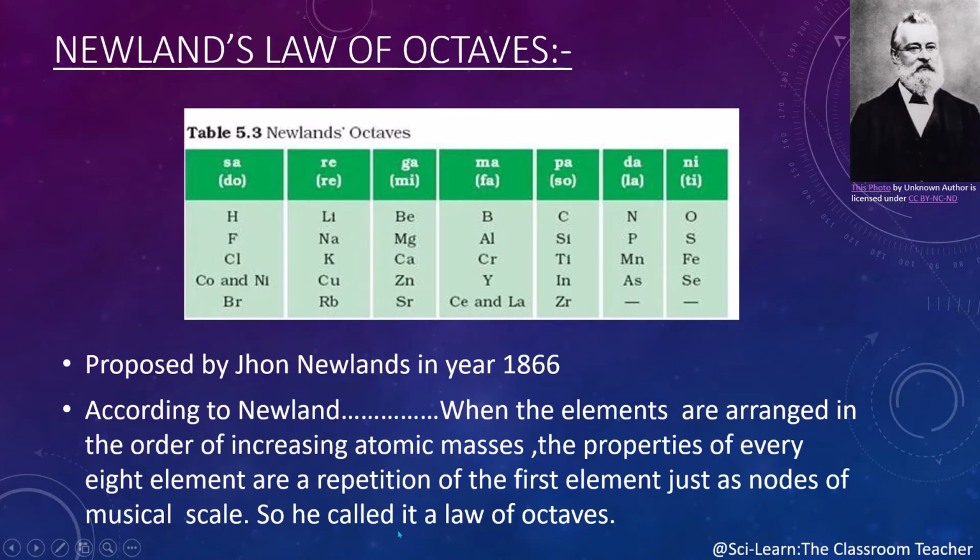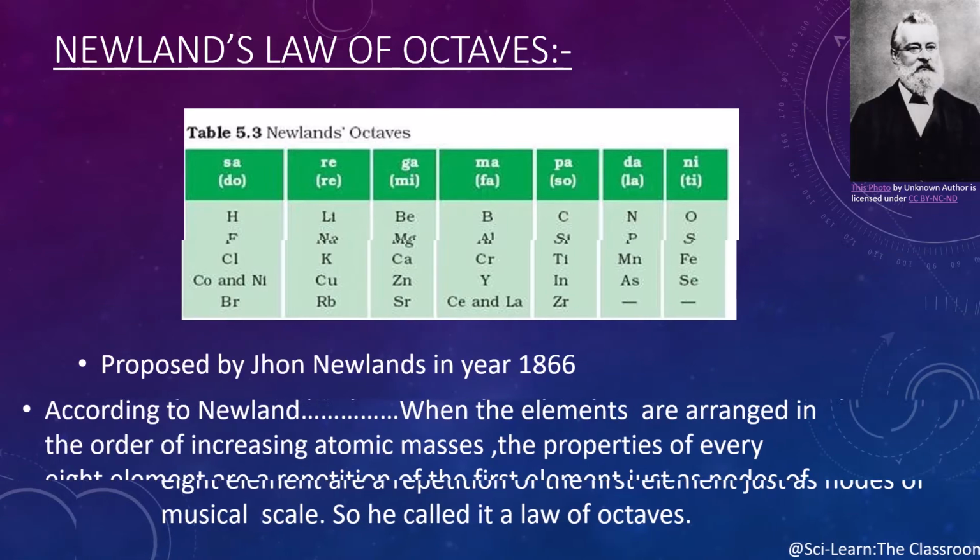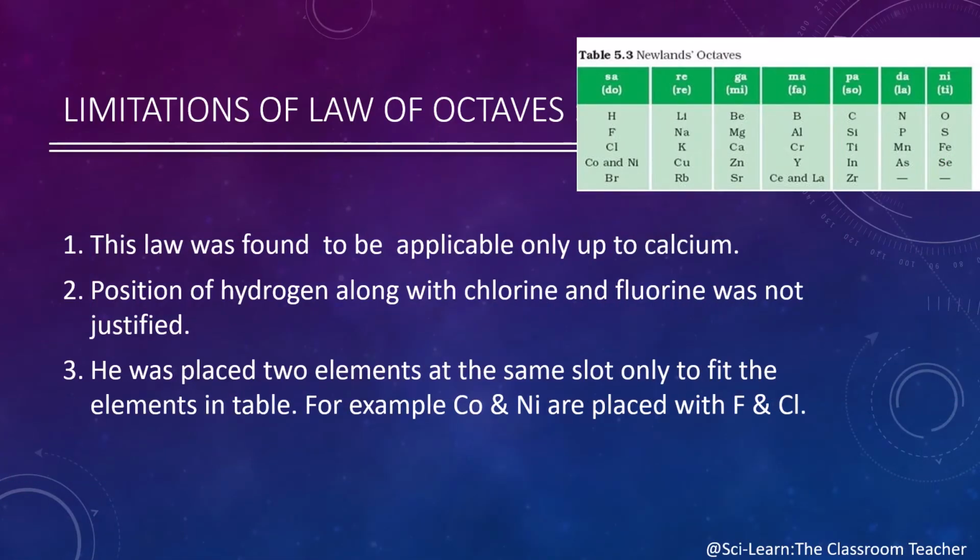And he gave it the name, that is the law of octave. Now look here: lithium, 1, 2, 3, 4, 5, 6, 7, 8, sodium. Similarly, then potassium. All these are alkali metals. It means Newland was somehow able to keep the known elements in the periodic table in a particular tabular manner. But some limitations are also there.